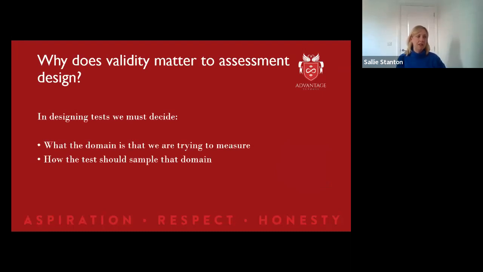And validity really matters when we design how we test pupils, because we need to think about what is the domain that we're trying to measure, and not just what we want to sample, but how the test should sample that domain. And we're going to talk about that a little bit more later on when we talk about different models of assessment and making sure that we select the right one for our subject area.